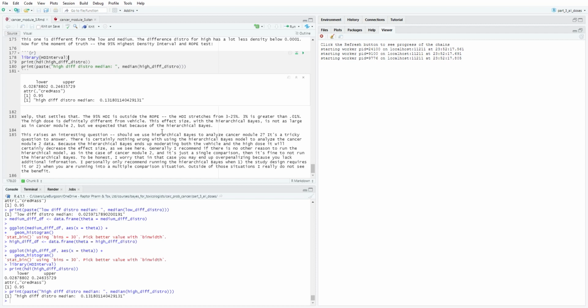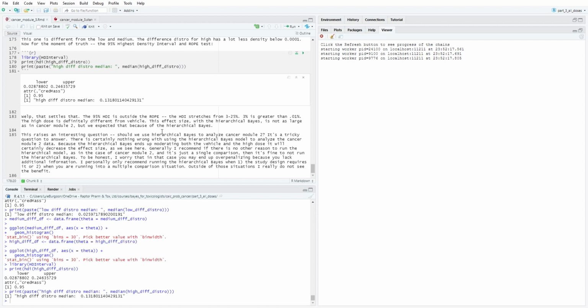Now, those of you who are looking at Module 2, you're probably thinking, wait a second here. We had a much larger effect size there. The high diff distro median was much larger than 13%. And you're probably saying, but you didn't do a hierarchical Bayes when you did Module 2. I'm going to say you're right. I didn't, because that's not my policy. My policy is that I only do a hierarchical Bayes when I have to.